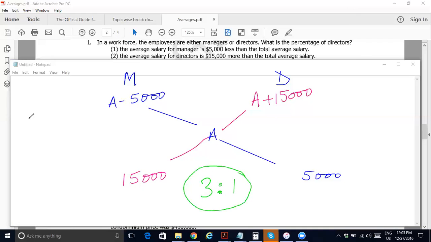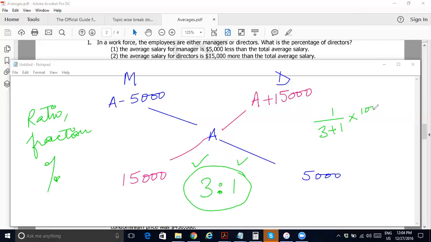Whether it is ratio, or fraction, or percentage, everything is same. We need to find the percentage of directors. For every 3 managers there is one director. Number of directors over managers and directors together times 100. We can find that we have 25% of directors in the organization. Make sense? 1 over 1 plus 3 into 100.